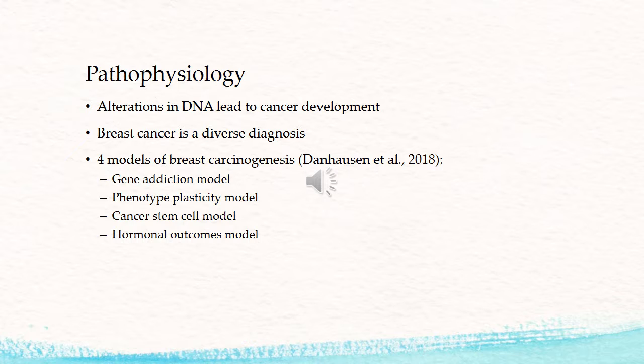The phenotype plasticity is a naturally occurring process in development that gets overtaken as cancer progresses, and it bestows cancer cells with some of their trademark qualities. The cancer stem cell model holds that cancer cells may move into nearby tissues as cohesive clusters as opposed to random scattering. And the hormonal outcomes model is the view that hormonal changes can perpetuate cancer growth by affecting cells of the breast tissue as well as cells of the immune system.